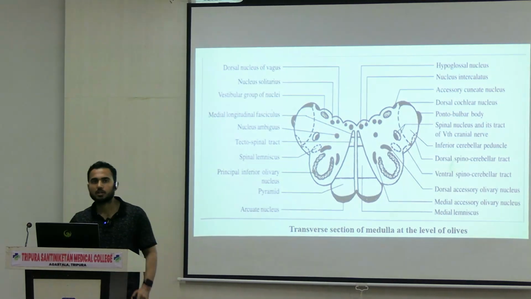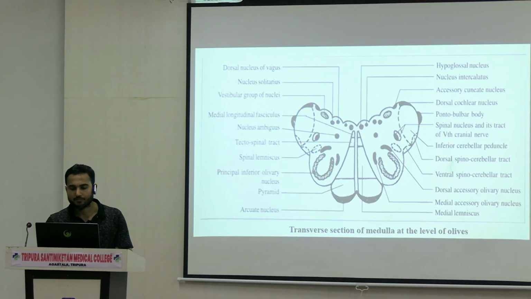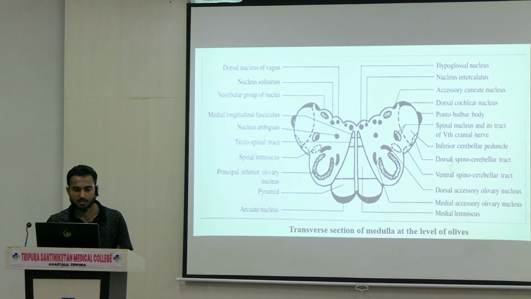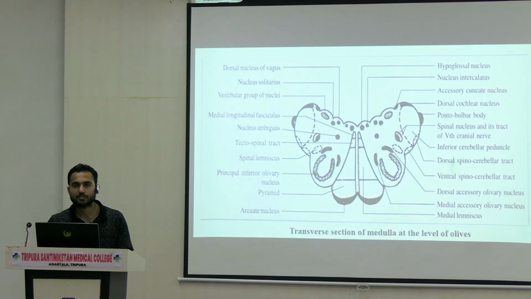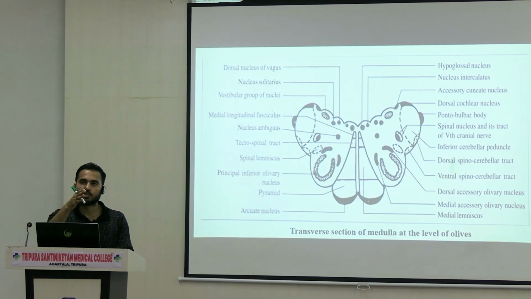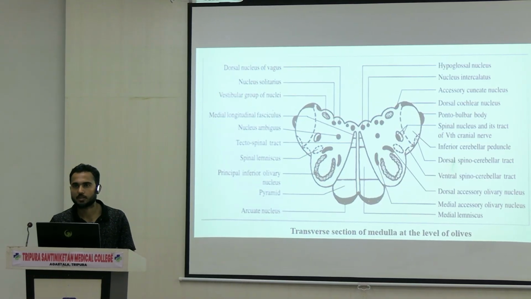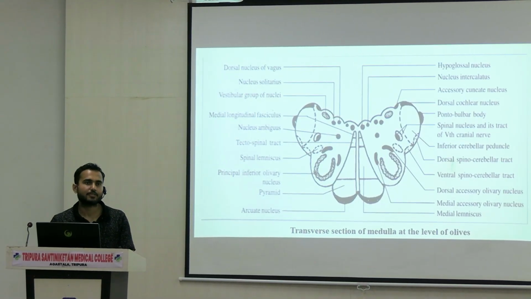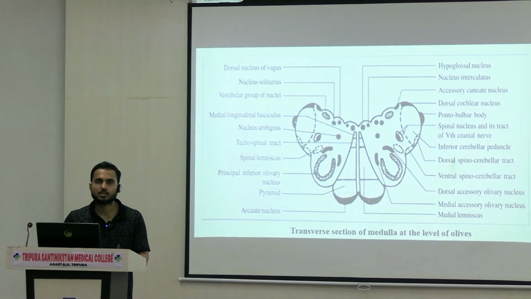Now what is this pontobulbar body? The pontobulbar body receives afferents from corticopontine fibers and the circumolivary bundle, and gives efferents to the cerebellum via the inferior cerebellar peduncle. So it receives fibers from corticopontine fibers, that means from the cerebral cortex, then pontine nuclei, and then fibers go into the pontobulbar body. From the pontobulbar body the efferent fibers go into the cerebellum via the inferior cerebellar peduncle.